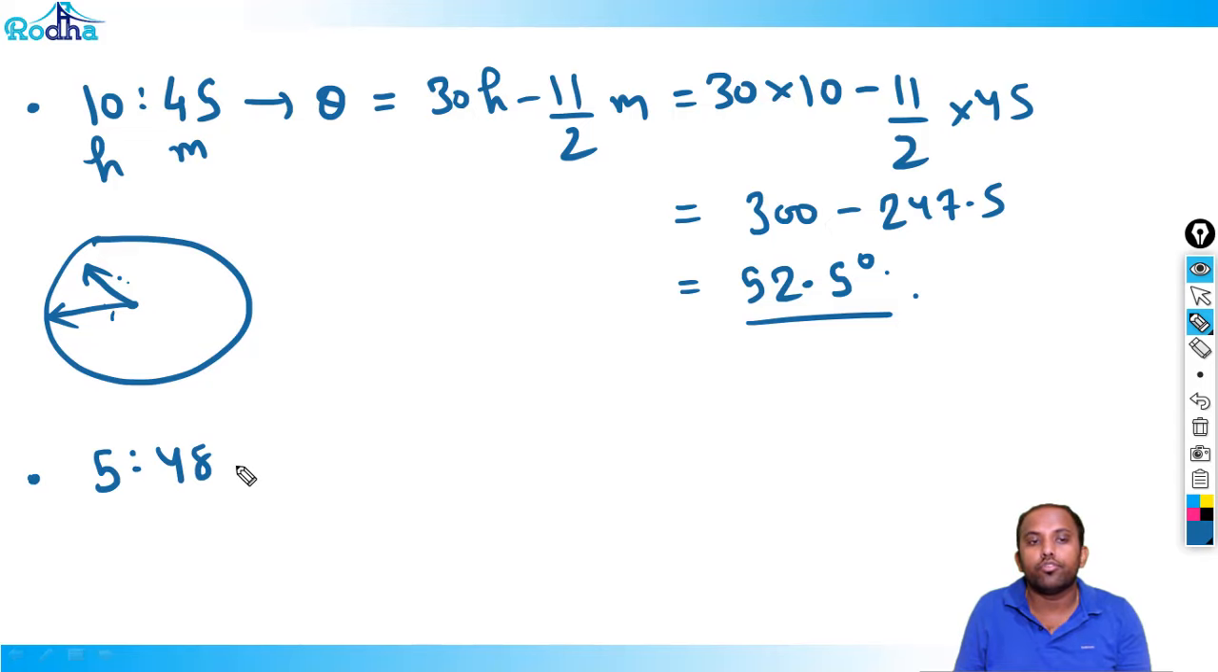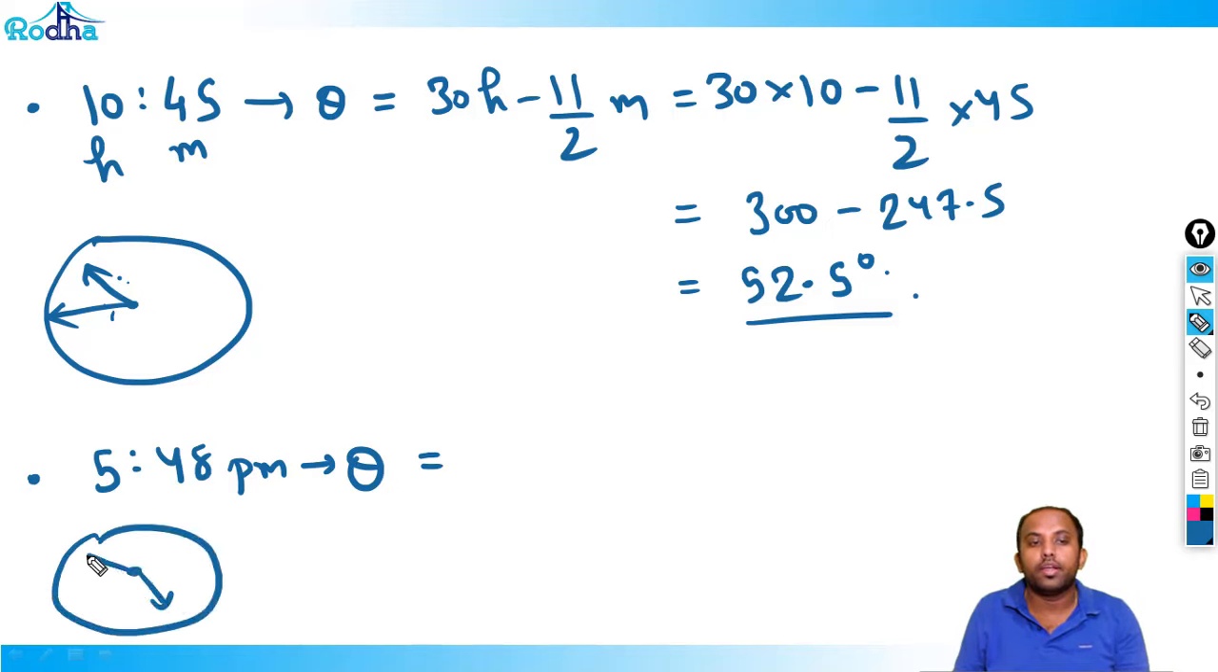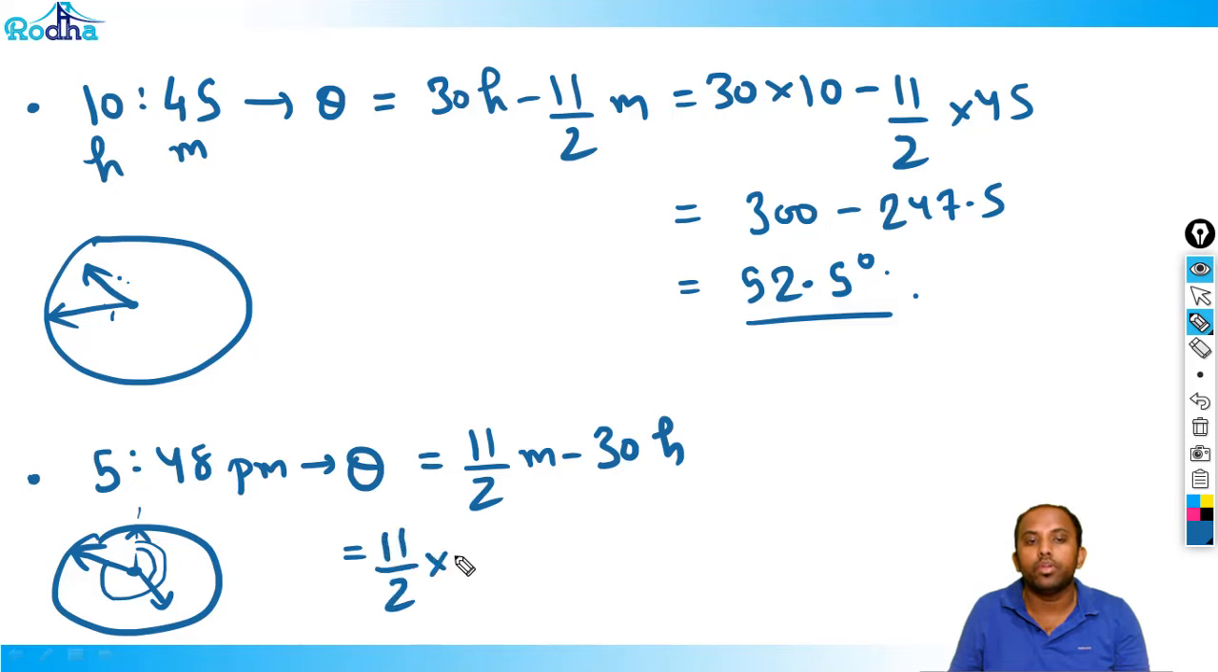If the question was, what is theta at 5:48? Let's say 5:48 p.m. At 5:48, this is the situation. The hour hand is here and the minute hand is here. So the minute hand is above the hour hand now, with reference from 12 always, right? The hour hand has traveled less distance, the minute hand has traveled more. In that case, it should be minute hand minus hour hand, that means 11 by 2 m minus 30h. That is 11 by 2 into 48 minus 30 into 5. That is equal to 114 degrees. 24 into 11, 264 minus 150, 114 degrees. That is the answer.